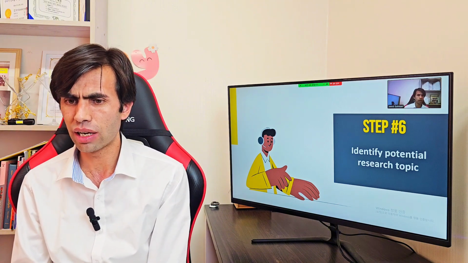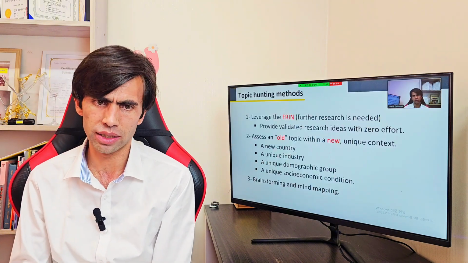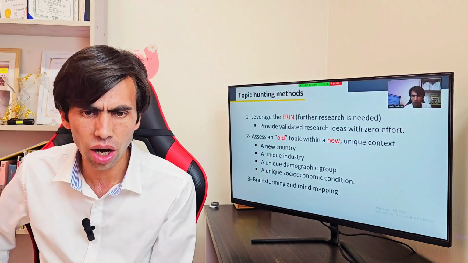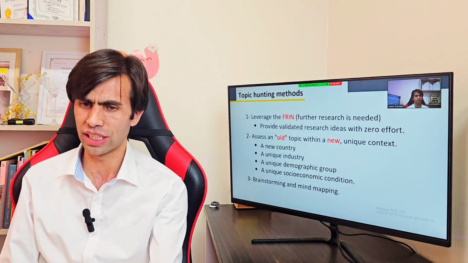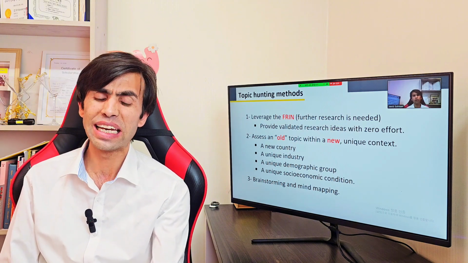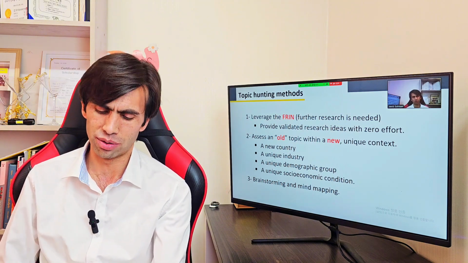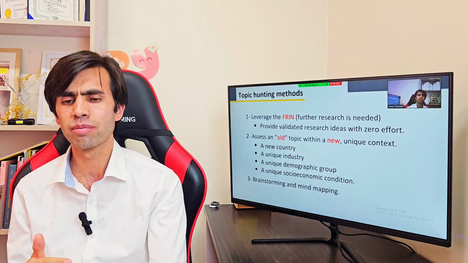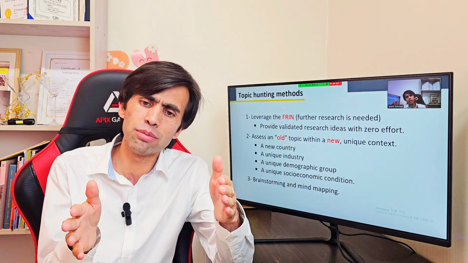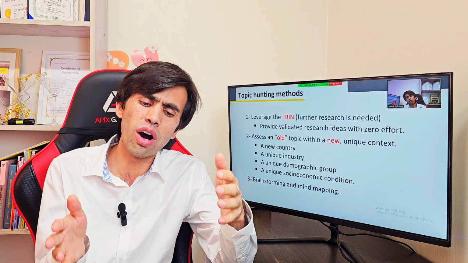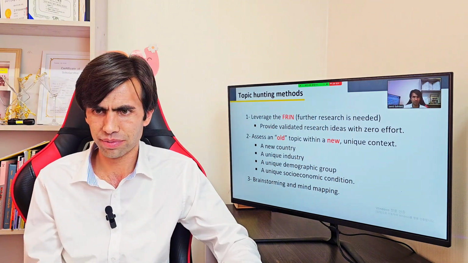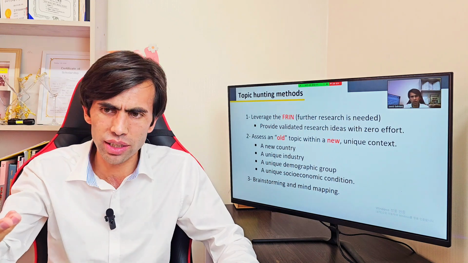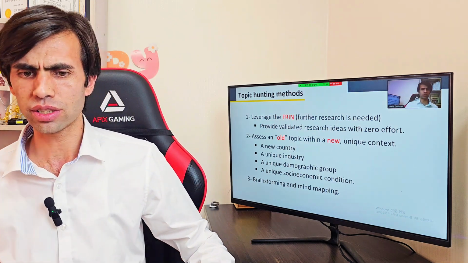Now is to find out or identify potential research topic by 3 methods. First, leverage the FRIN, further research is needed. Provide a validated research idea with zero effort. Mostly in the conclusion part of the papers, they mention some parts related to further research. You can study that further research. If there's no further research, you can find out the research limitation in other research.